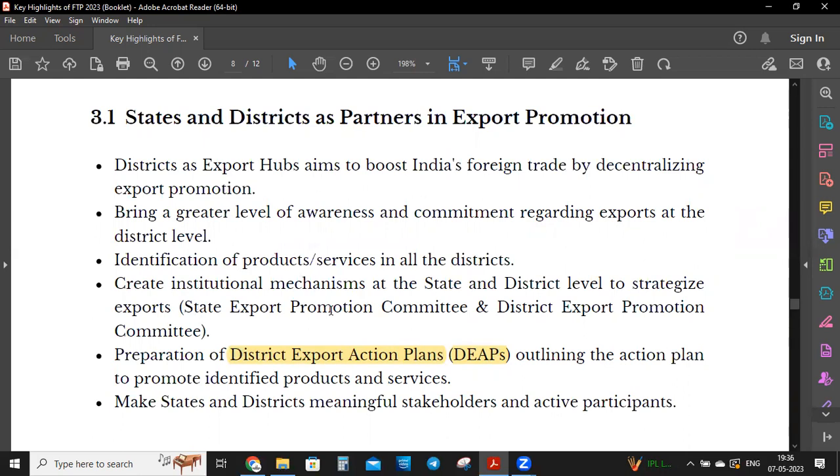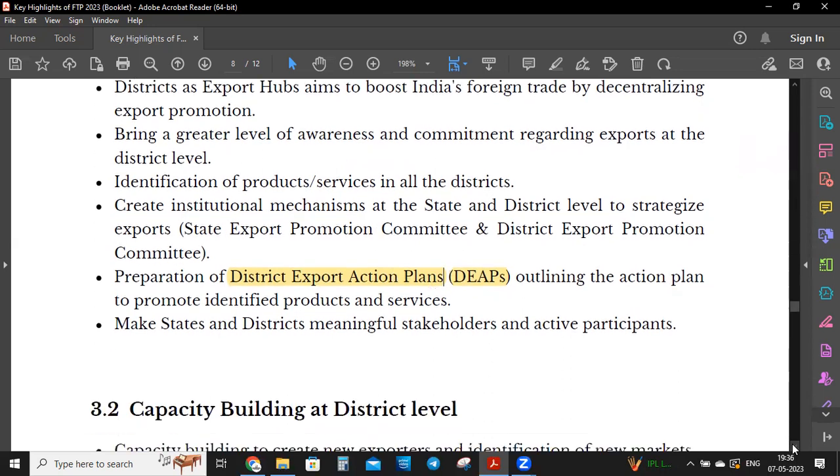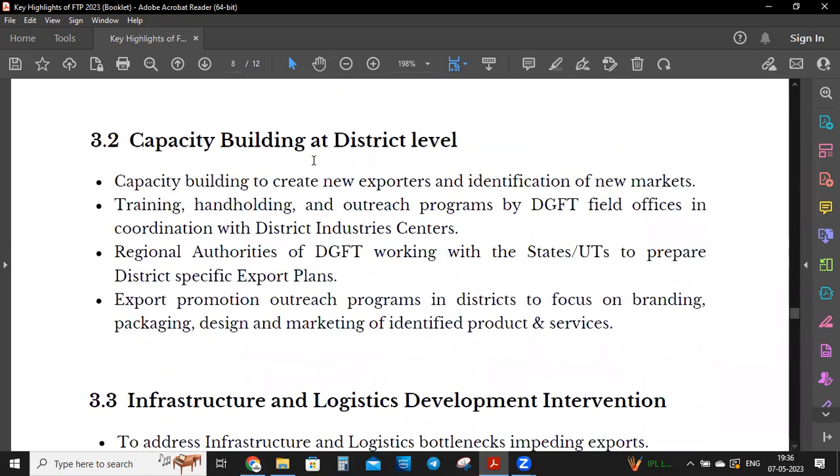And one SEPC. This is also here one. Okay. Let's see. Next, capacity building at district level. Capacity building to create new exporters and identification of new markets, training, hand-holding, and outreach programs by DGFT field offices in coordination with the district industry center. Regional authority of DGFT working with the state union territory to prepare district specific export plans. Okay, so these are the main points.